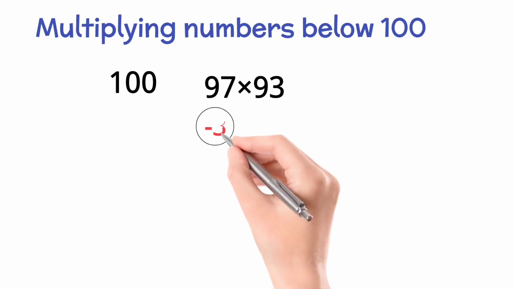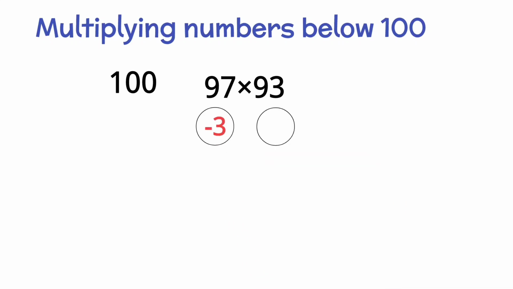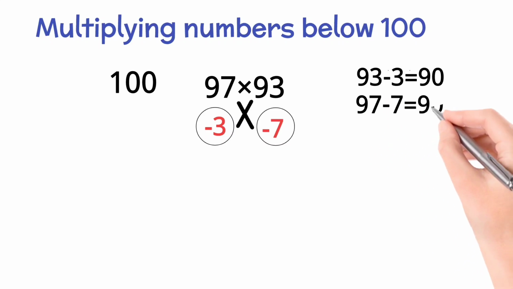So write minus 3 below 97. By subtracting 7 from 100 we get 93, so write minus 7 below 93. Now subtract the numbers diagonally. Then we get 93 minus 3 is 90, and 97 minus 7 is 90. So the difference is the same.